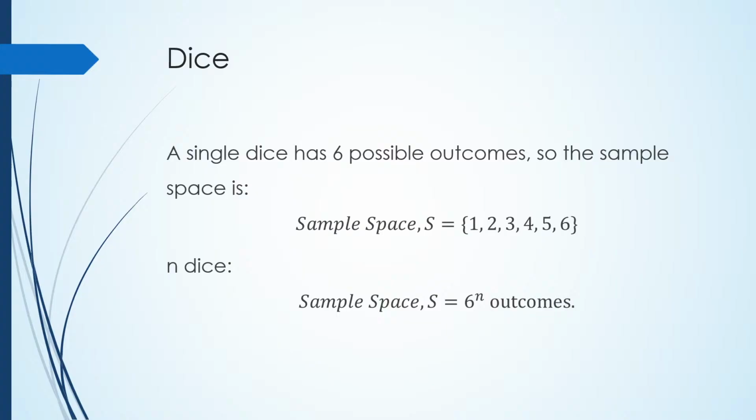Now, a single dice has 6 possible outcomes, so the sample space is as follows. You're going to have 1, 2, 3, 4, 5, 6. And however many dice we have, it's going to be 6 to the power of n outcomes. So if we have 2 dice, it's 6 to the power of 2, which is 36 outcomes. And if you have 3 and so on, you'll be able to calculate how many outcomes you're expected to have.